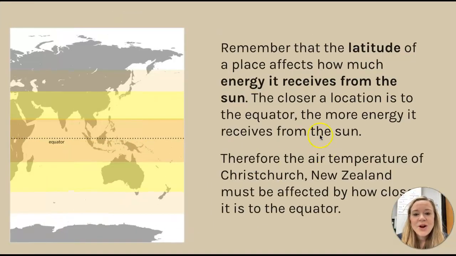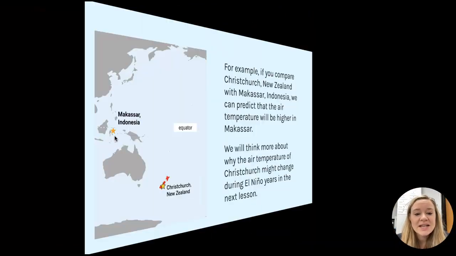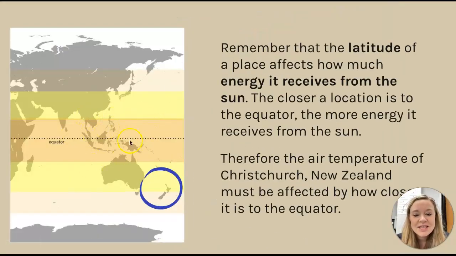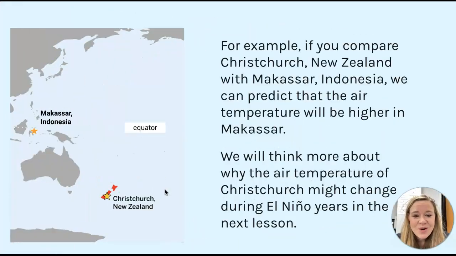And remember again that our latitude affects the amount of energy that a location gets from the sun. So again, we're going to have warmer temperatures here, and we are going to talk about in the next couple lessons why it is that Christchurch, New Zealand is affected by the sun here. And so we just want to keep that in mind as we move on with this lesson.